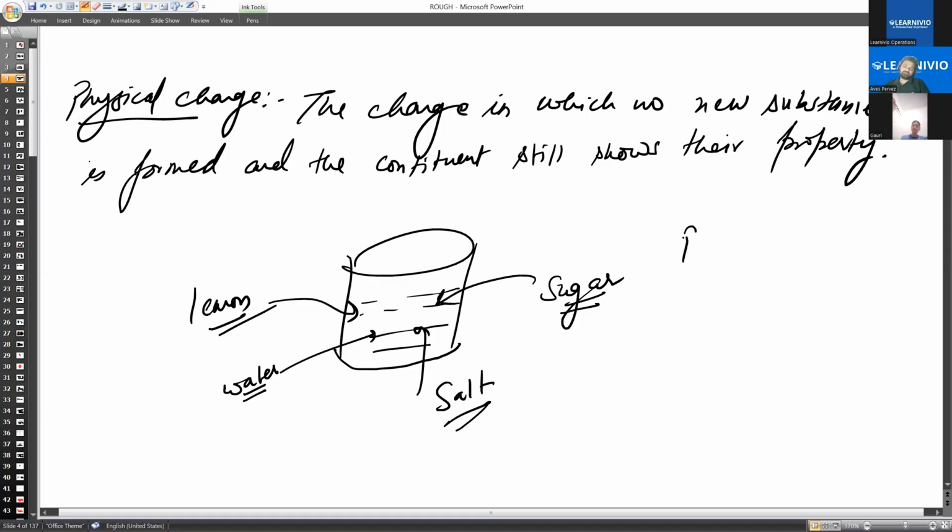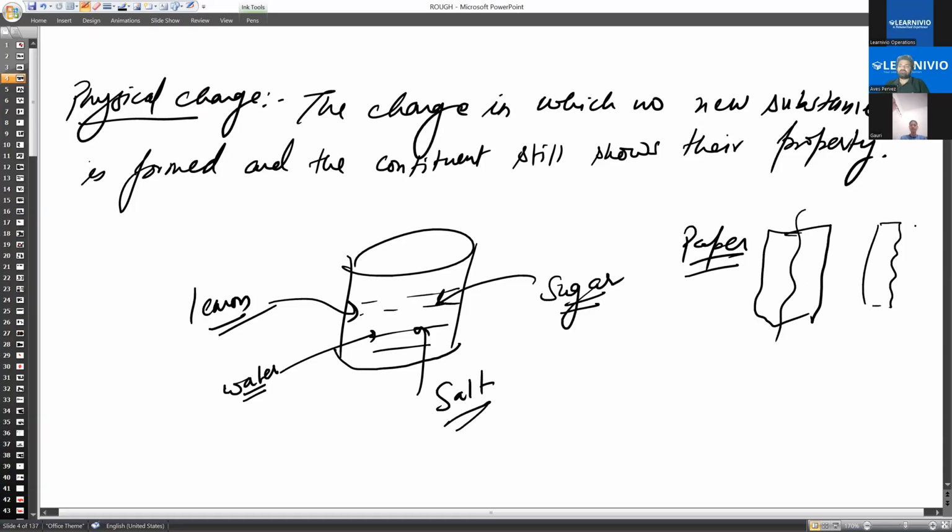Like you have a paper. You tore it into two parts. Still, this paper and this paper, they both are paper, no? Do they become metal? Do they become some new substance? No. Still, it is paper. We have just torn it, but it does not mean that it is a new substance. Are you getting my point? So this is physical change. Please start writing this one.